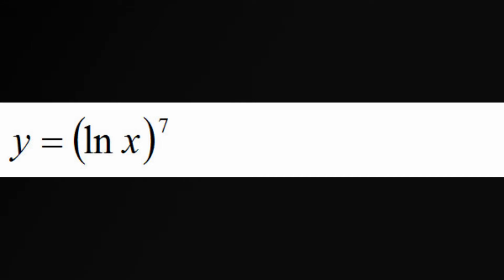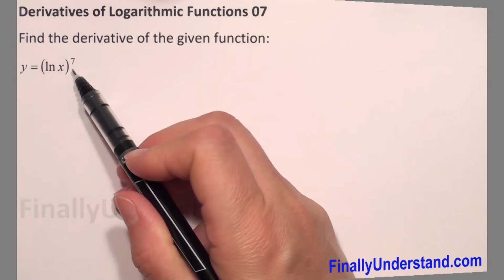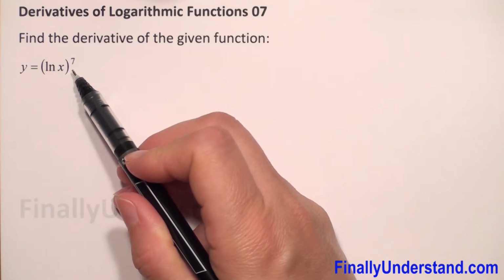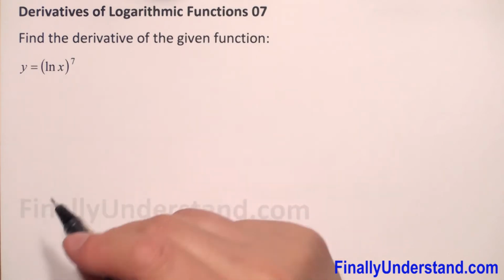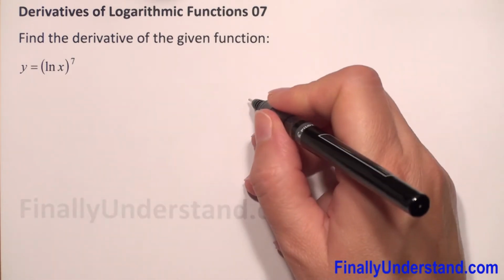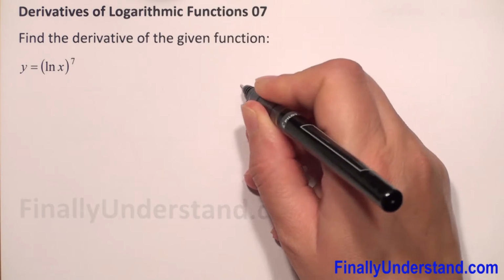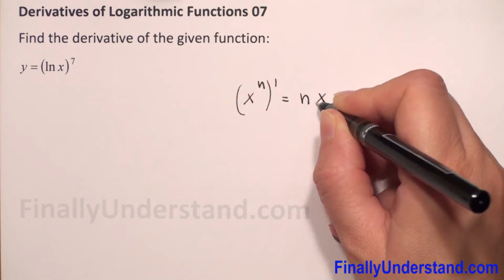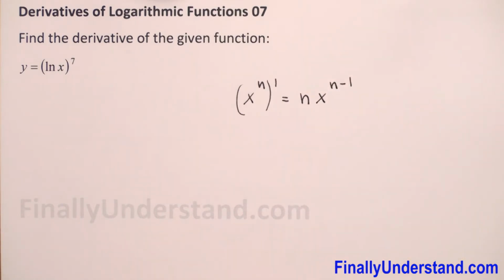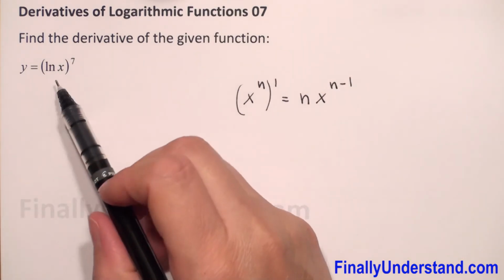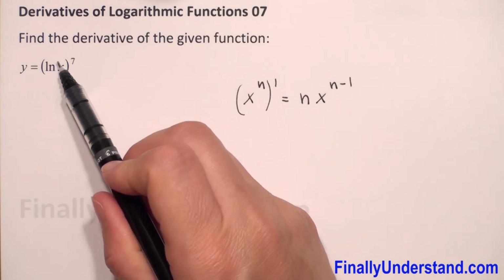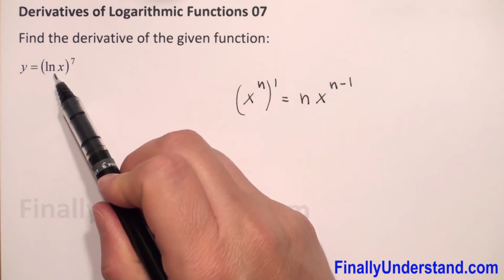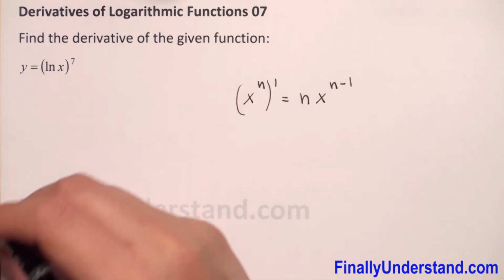We have y equals natural log of x raised to the 7th power. So first we will use the formula for the derivative of a function raised to a power. We know that when we have (x^n)', this is equal to n times x to the n minus 1 power. And then we have to find the derivative of the function which is inside. So let's start from the beginning.